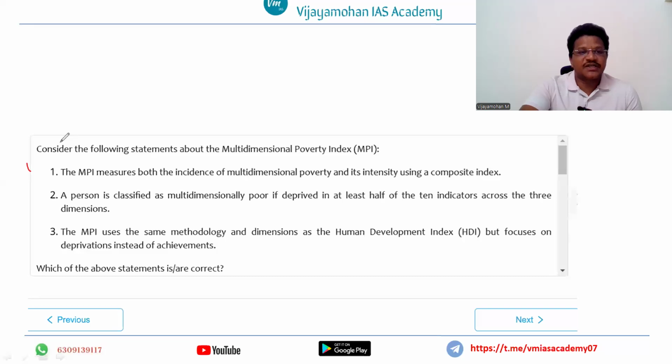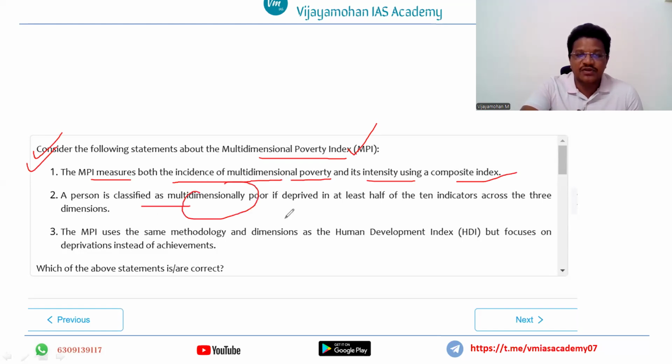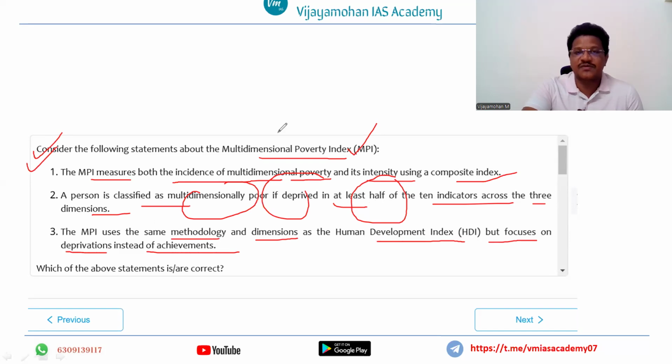So this question is related to MPI, the multidimensional poverty index. The Multidimensional Poverty Index measures both the incidence of multidimensional poverty and its intensity using a composite index. A person is classified as multidimensionally poor if deprived in at least half of the 10 indicators across the 3 dimensions. MPI uses the same methodology and dimensions as the Human Development Index, but focuses on deprivations instead of achievements. Which of the above statements is correct?